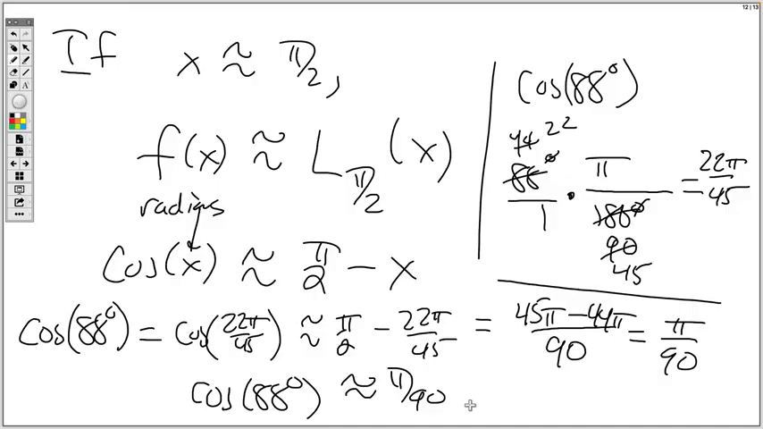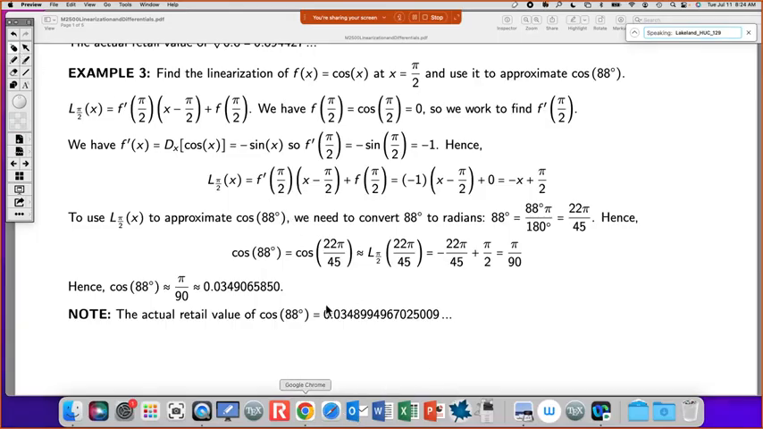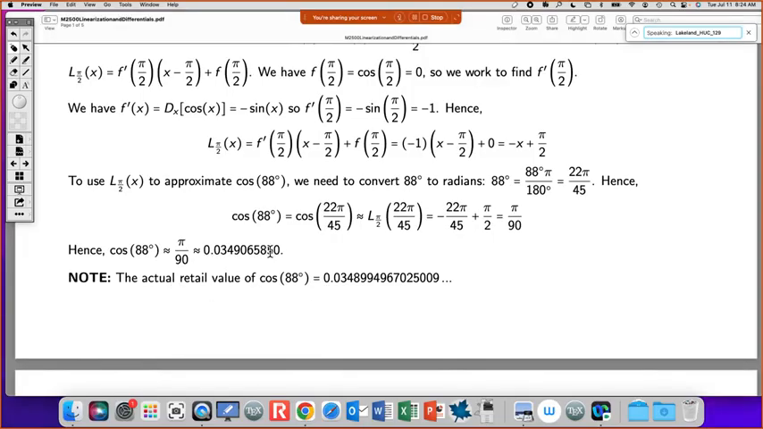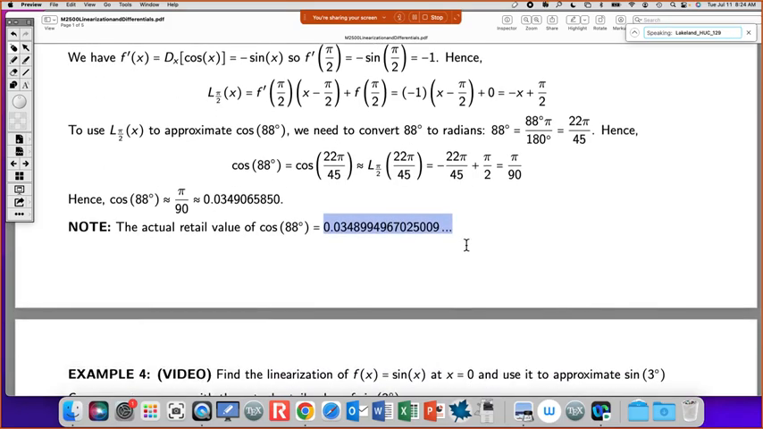Any questions on this example? See what's going on here, folks? It should look awfully familiar because we did it quite a bit. So there we go. There's the approximate value for you. And then there's the actual value. Okay.